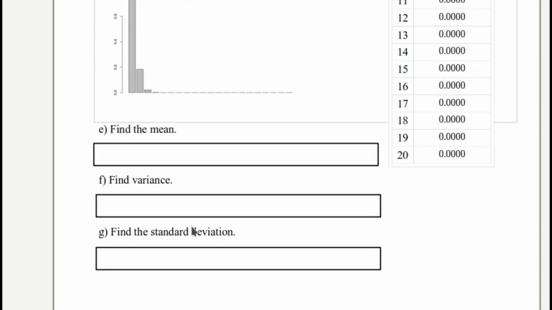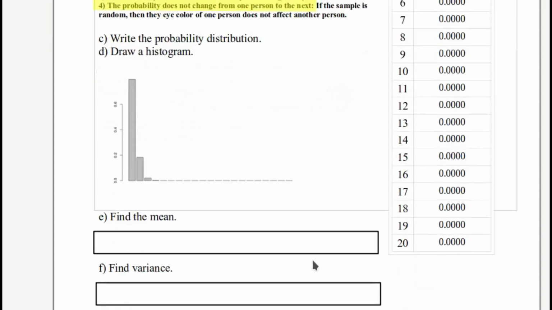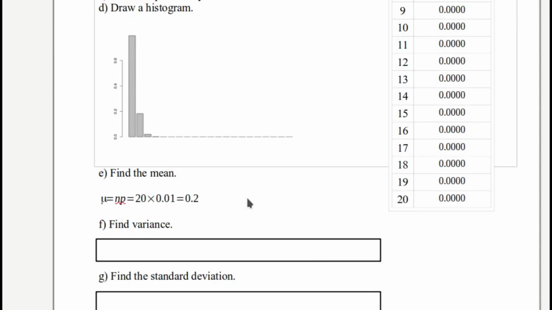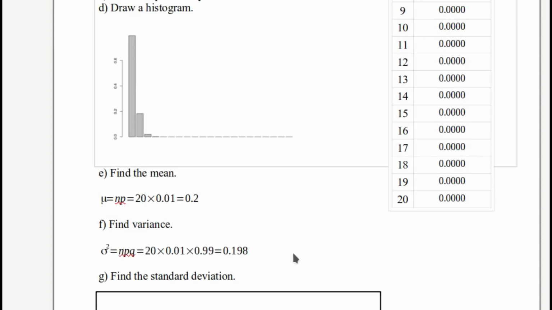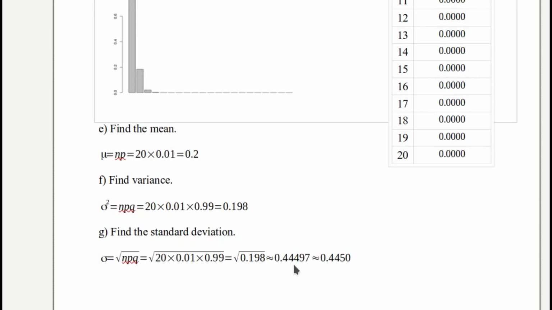And we can find the mean, the variance, and the standard deviation using the formulas from the previous page. Recall that the mean is simply n times p, the variance is n times p times q, and the standard deviation is the square root of that. So the mean is n times p, or 20%. The variance is n times p times q, and the standard deviation is the square root of n times p times q.